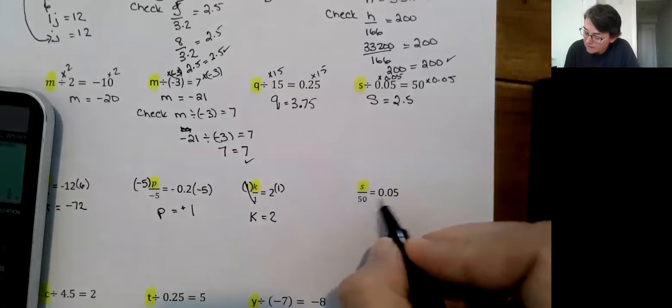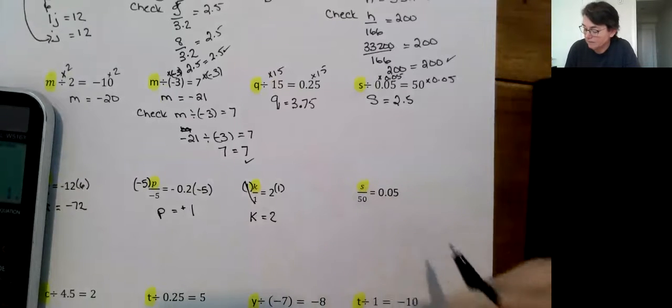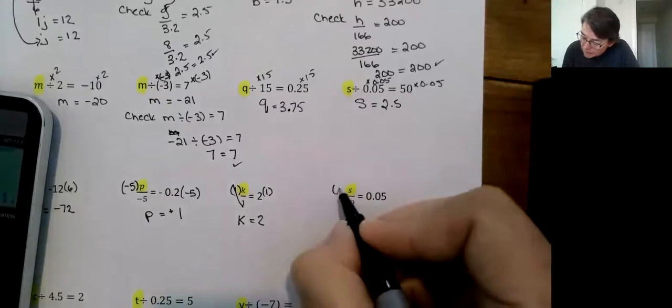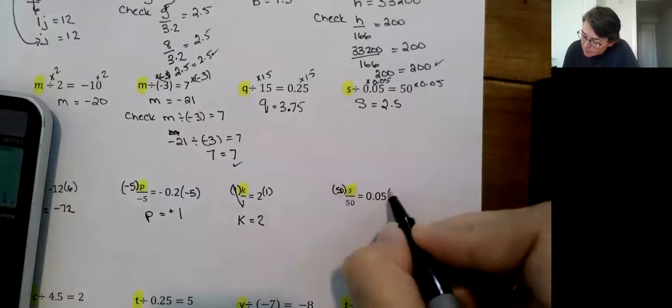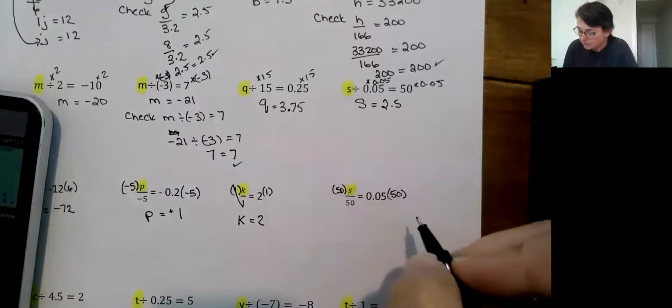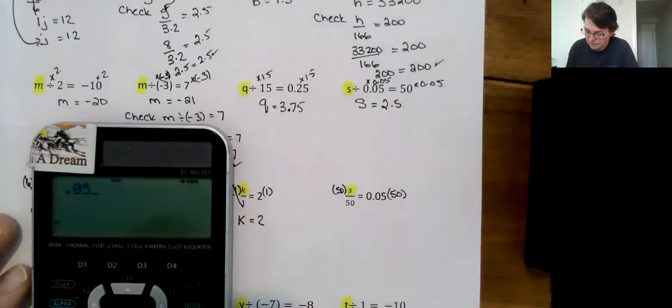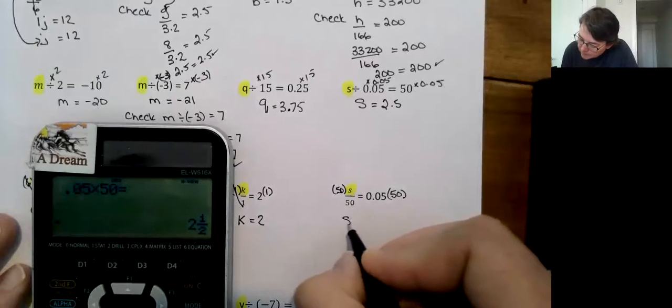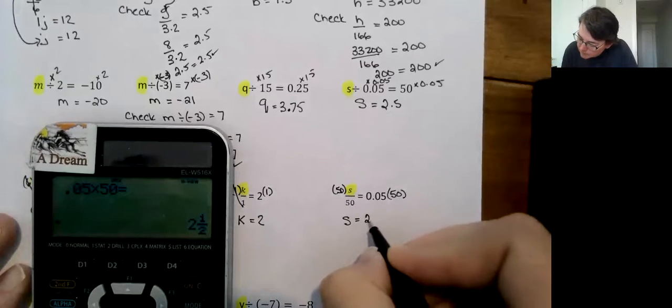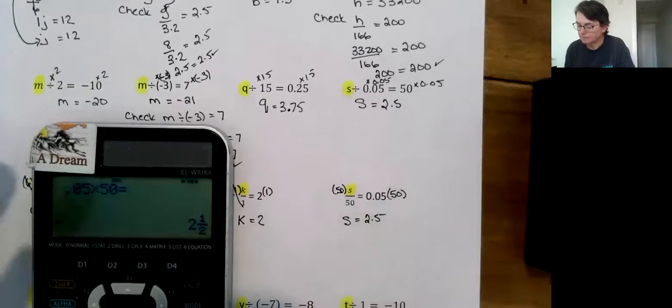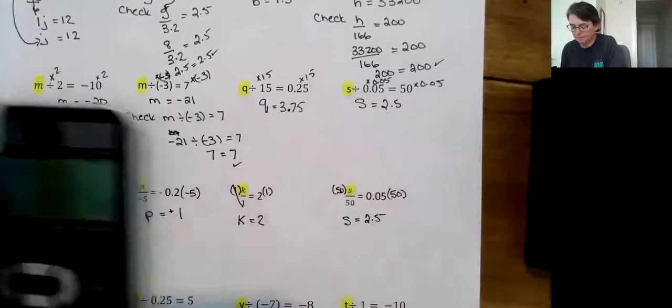S divided by 50 is 0.05. Multiply through by 50. Multiply through by 50. Feels like we just did this question. 0.05 times 50 is 2.5. Oh, so reverse the one up there.